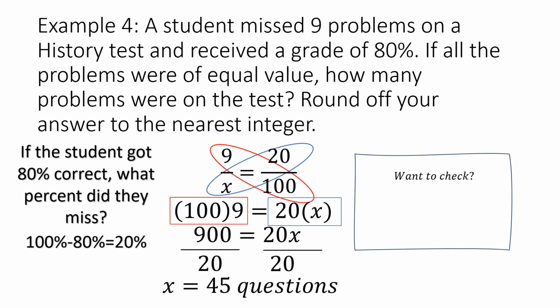So let's say we want to check this to see if we did this correct. We know that the student missed 9 questions. So we would take 45 minus 9 equals 36. So that would be how many questions that the student got correct. So to calculate their score on this history test, you would do 36 divided by 45, which equals 0.8, and then we're going to times that by 100 to get the percentage, which equals 80%. So that tells us that 45 questions is the correct number of problems on the test.